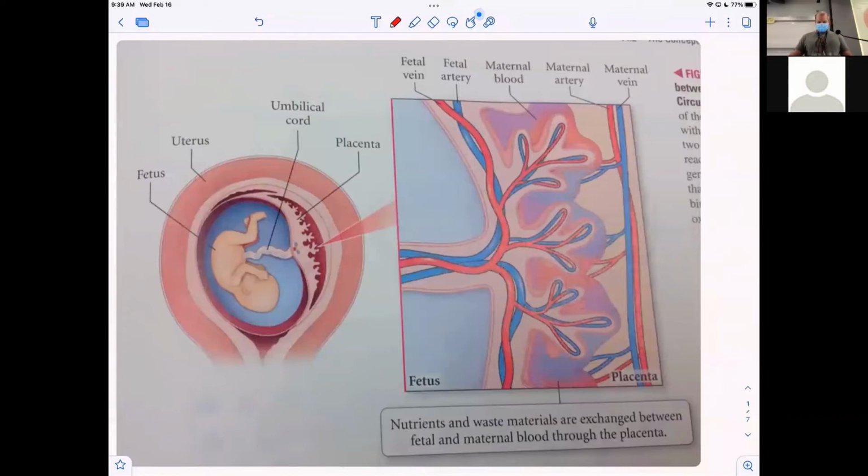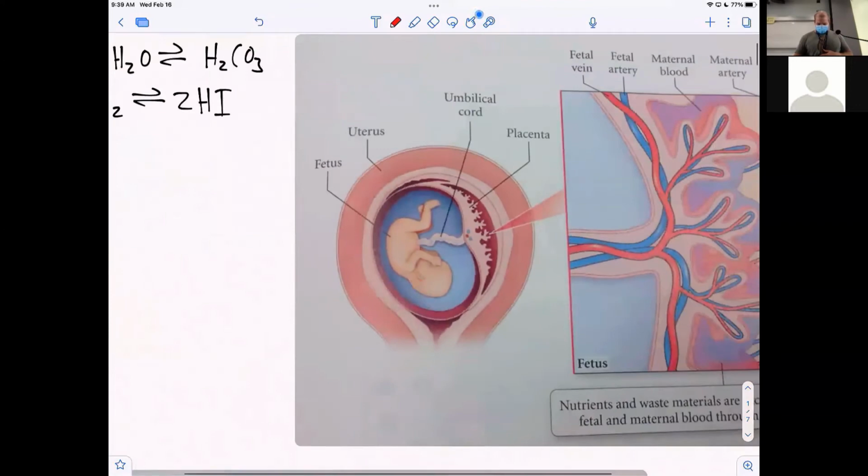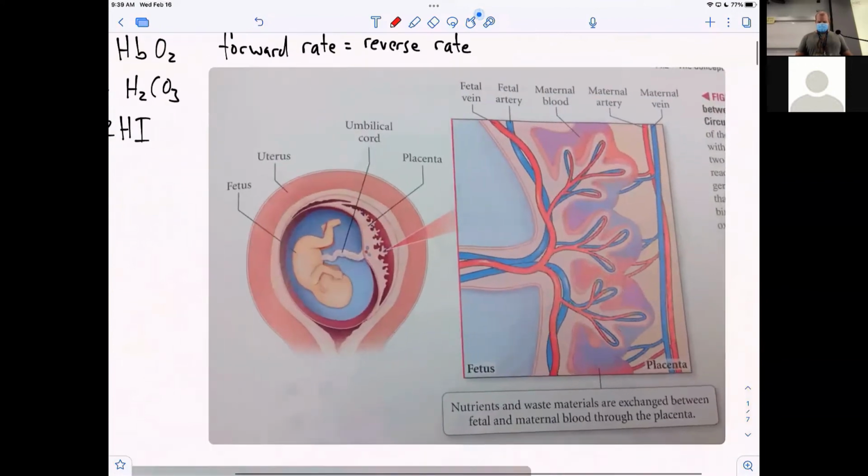And so the offspring has a type of hemoglobin that's slightly more binding than adult human hemoglobin. And then the fetal hemoglobin will draw oxygen away from the other hemoglobin. And that's an interesting feature.